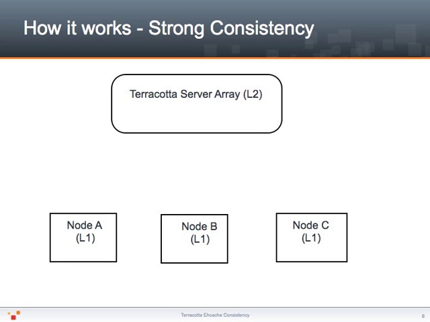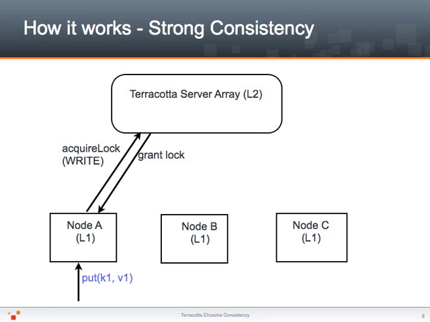Let's now take a look at how it's going to work with an example. Let's say there is one Terracotta server and three application nodes in the cluster, node A, node B, and node C. Now, let's say node A does a put of K1V1 into the cache. As it's strong consistency, it's going to acquire a write lock before doing the put. It will ask the L2 to grant the write lock. The L2 in turn is going to check if any other node in the cluster has acquired a lock for the said key. And as no other node has acquired a lock for the key, it's going to grant the lock to node A.